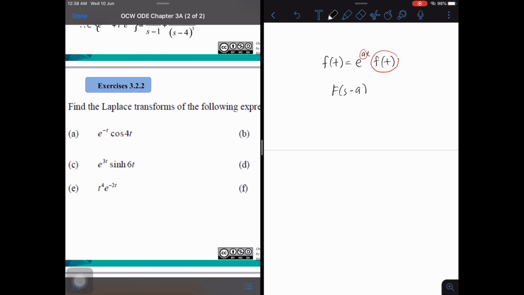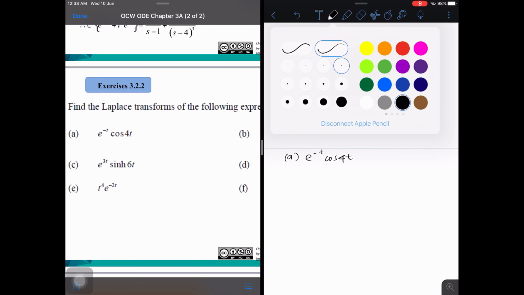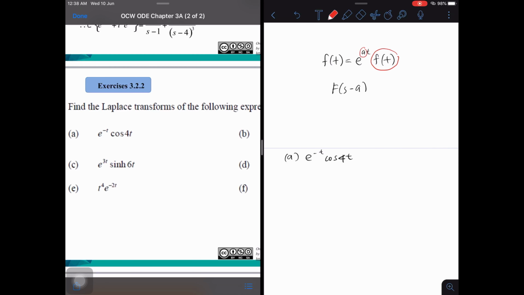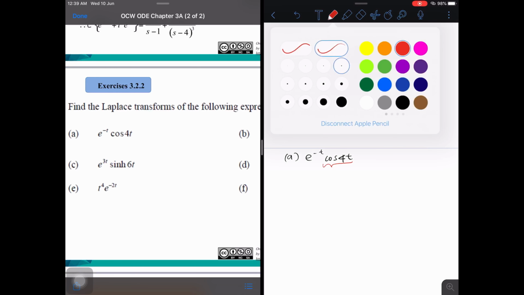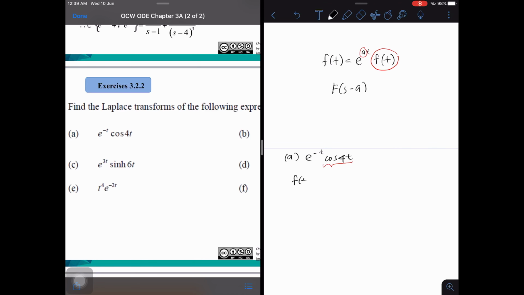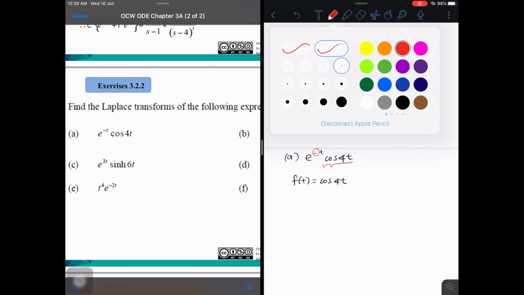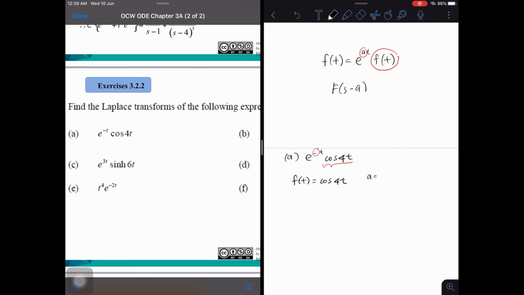Okay, so let's see one exercise here. We have the first one, exponent negative t cos 4t. The first thing that you need to recognize is what is the function f(t) other than the exponent function. Therefore you have f(t) equal to cos 4t here. So let's write our f(t): f(t) is equal to cos 4t. The second information that you need to know is the value of a. The value of a comes from the exponential function here. Therefore the value of a is equal to negative 1. So let's write down that a is equal to negative 1.